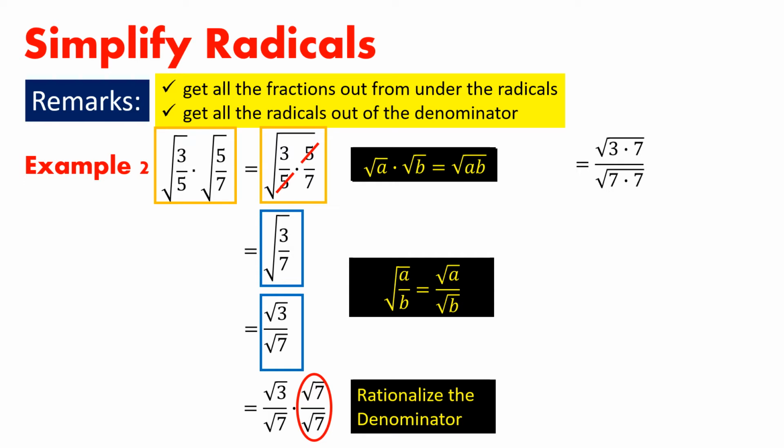We rewrite this expression now into this. And in simplest form, we have the product square root of 21 all over 7. Note that we are allowed to have a radical as a numerator. However, we are not allowed to have a radical as a denominator.